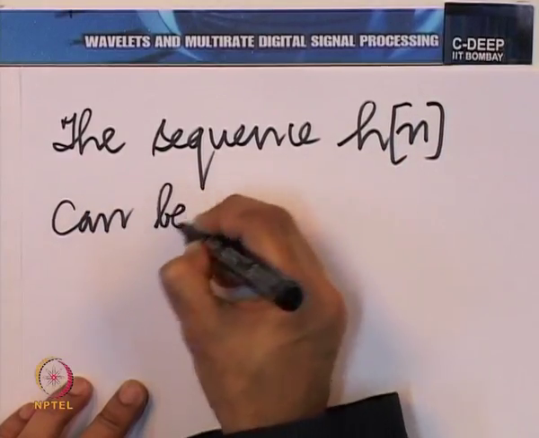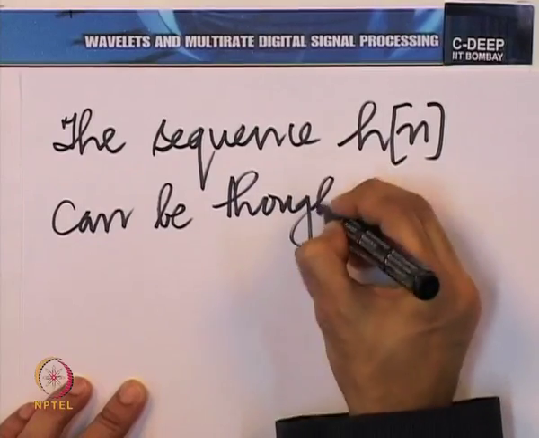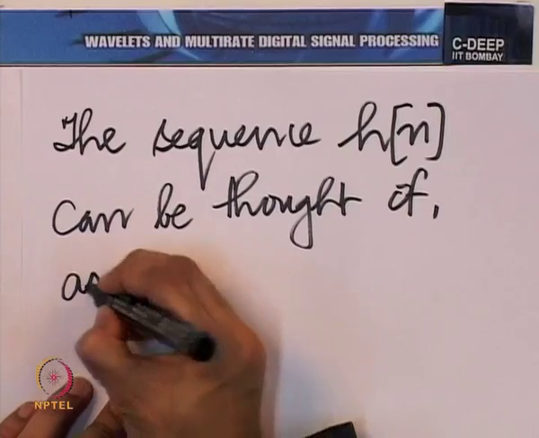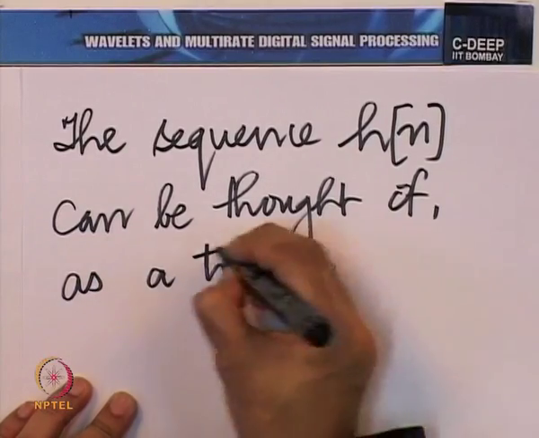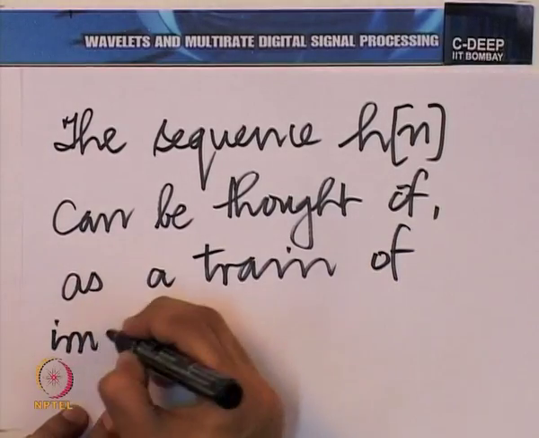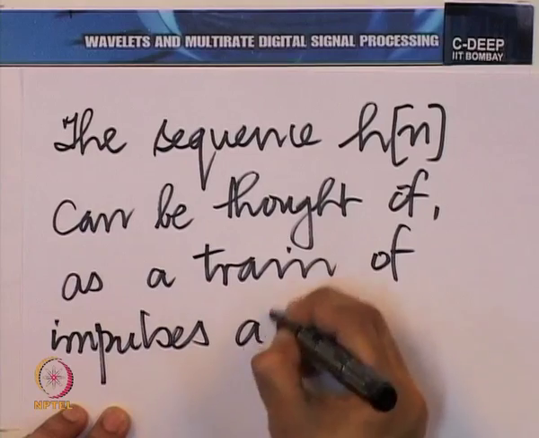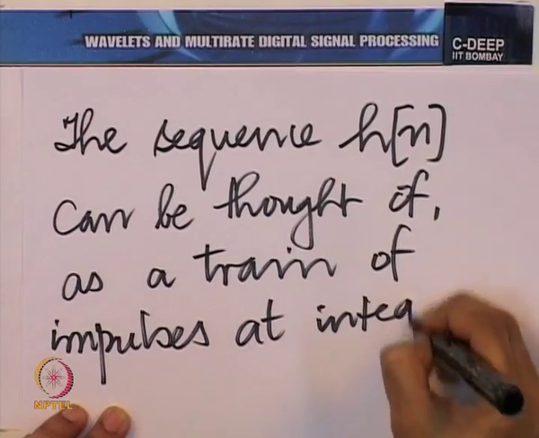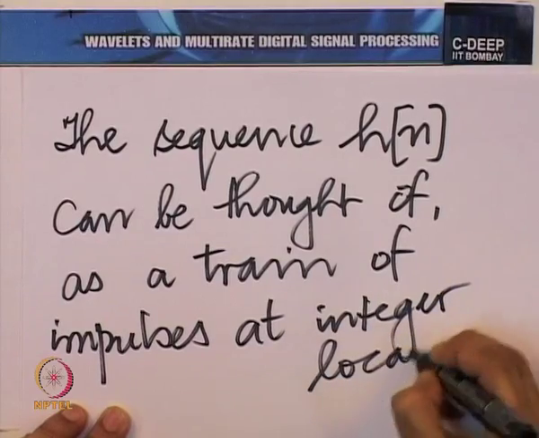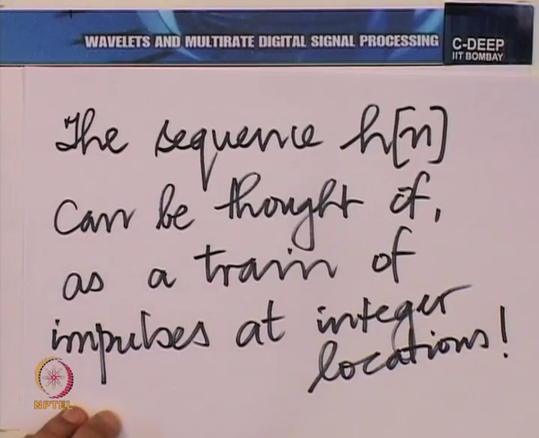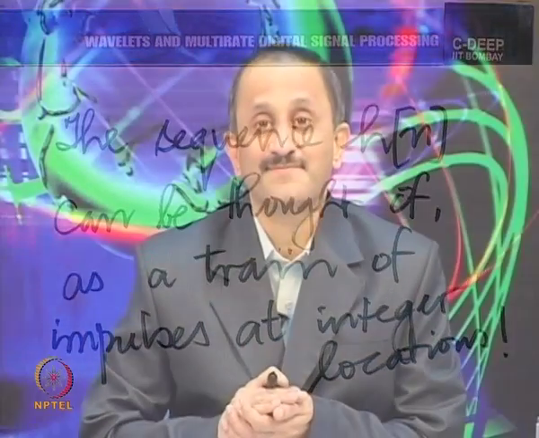can be thought of as a train of impulses at the integer locations. And the train of impulses therefore, is of course, a continuous function. So, you can take its Fourier transform and use the continuous or analog frequency variable. Now, one must interpret capital H of capital omega in that sense.